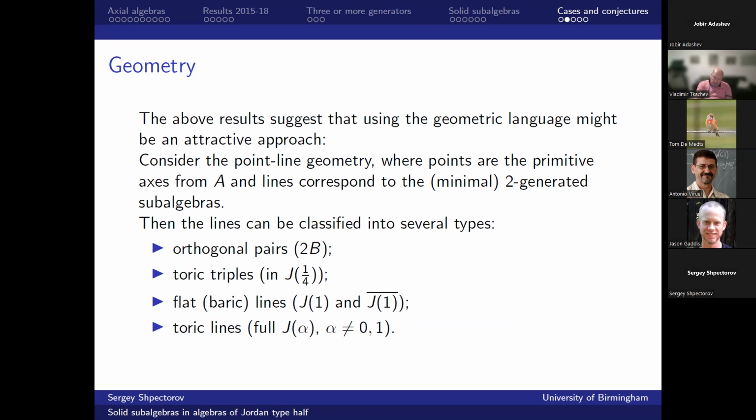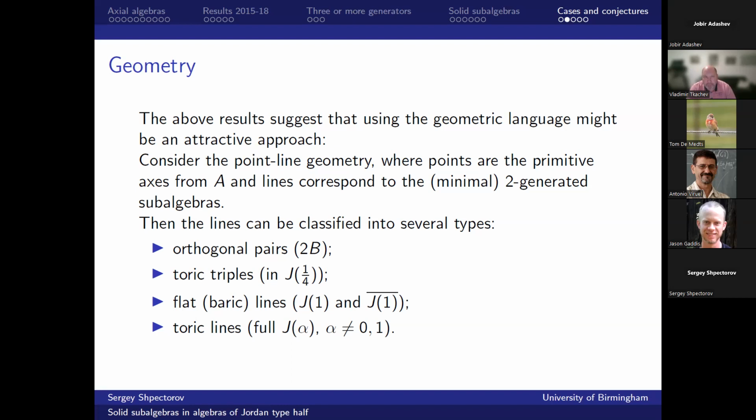Okay, also finite lines. And then we have infinite lines. We have the flat baric lines J of 1 and J of 1 bar, and we have toric lines. Basically, baric lines are copies of the field with the additive structure, and toric lines are copies of the multiplicative group of the field with a multiplicative structure. So they are basically like tori in the algebraic group that we get. The first kind is the additive torus, and the second one is a multiplicative torus.